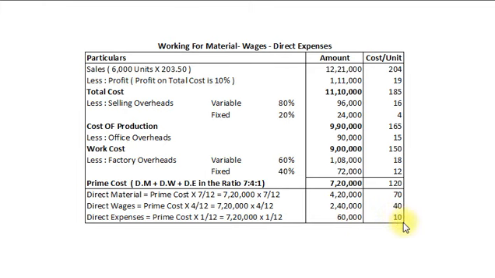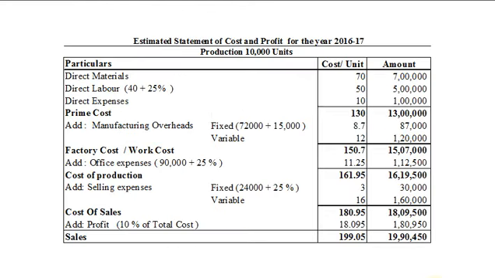So like this we worked out material cost, direct wages and direct expenses. Now from this given information we will prepare the estimated cost sheet for the year 2016-17. Here is the estimated statement of cost and profit for the year 2016-17. Our production and sale is 10,000 units. Particulars: cost per unit and amount.